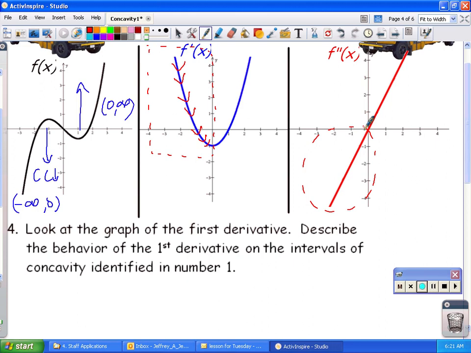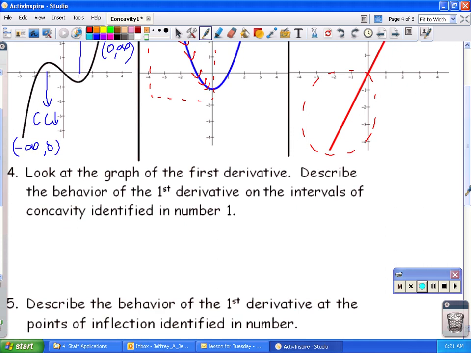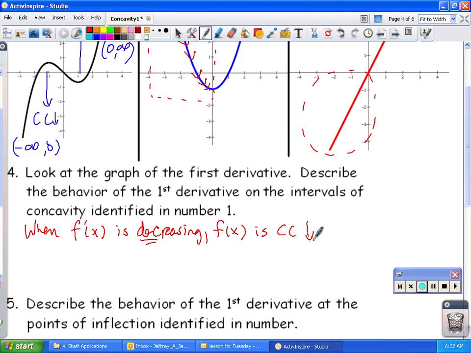So look at the graph of the first derivative, number 4. Describe the behavior of the first derivative. So what we see is when the first derivative is decreasing, now not negative, but decreasing, the original function is concave down, and when the first derivative is increasing, not positive, the original function is concave up.